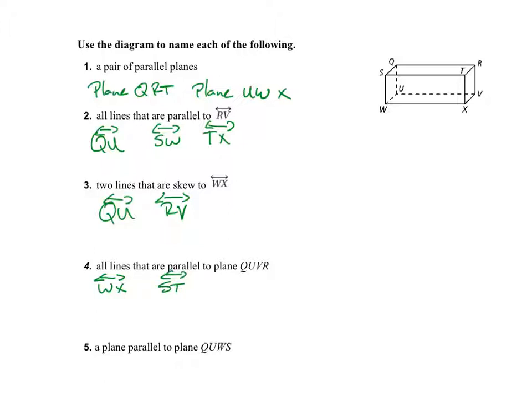And for the last one, I want to name it plane QUWS. So in this case, it's this one on the left, on the right. So plane RVX. Remember that I know that we're using four letters here, but three letters is enough. So RVX or RTV or TXV or TXR.